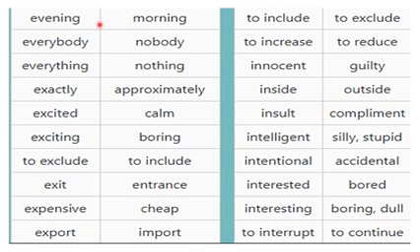We are still on words that change their forms completely to form the opposite. Evening, morning. Everybody, nobody. Everything, nothing. Exactly, approximately. Excited, calm. Exciting, boring. To exclude, to include. Exit, entrance. Expensive, cheap. Export, import. To include, to exclude. To increase, to reduce. Innocent, guilty.